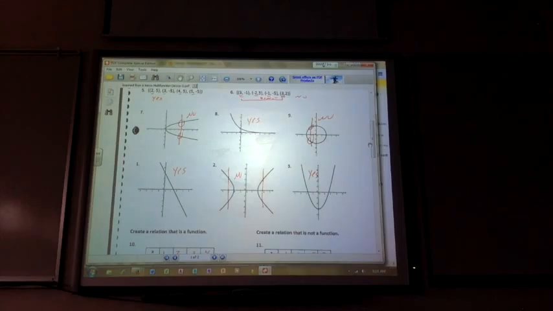And what's up with the numbering? We're math teachers, we can't count.